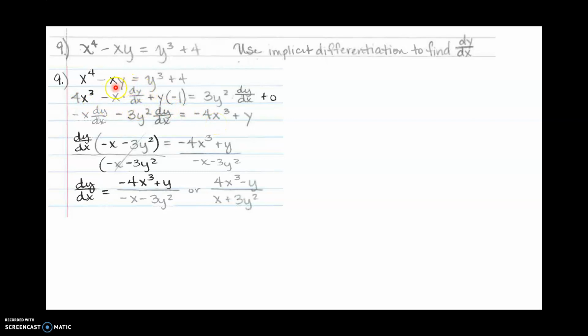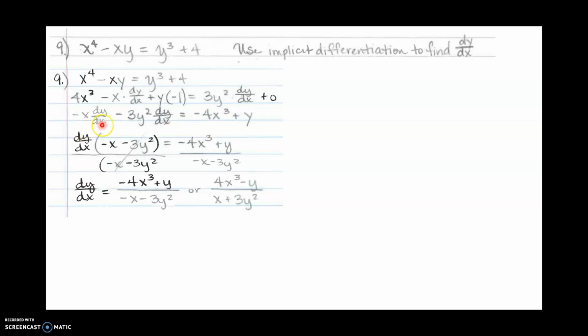This negative x dy dx does have a dy dx in it, so I'm going to leave it on the left. This negative y does not, so I'm going to add it to the other side. And then this 3y squared dy dx does have a dy dx in it, so I'm going to subtract it to the other side. So now everything with a dy dx in it is on the left-hand side, so that I'll have a common factor of dy dx that I can factor out.